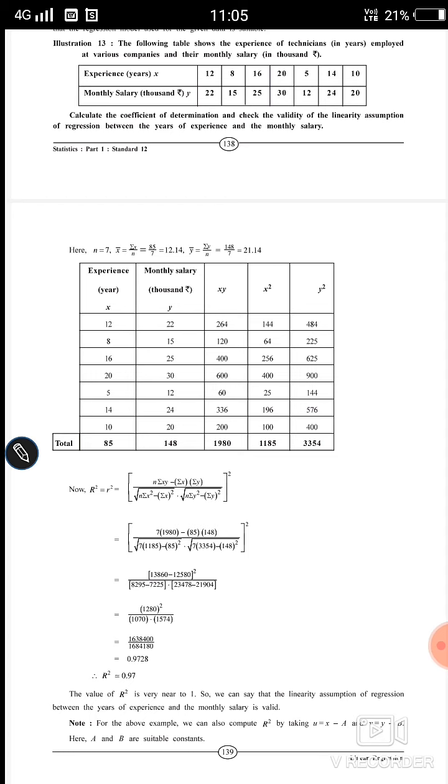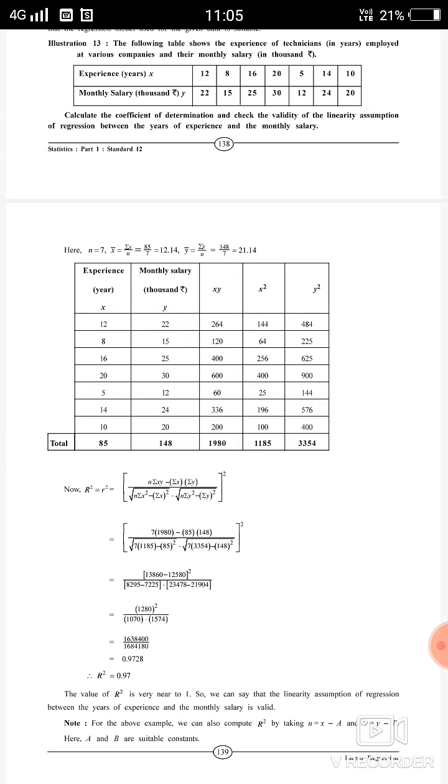मतलब हम जो r फाइंड करते हैं, राइट, वो r को अगर चेक करना है that whether we get perfect answer or not, we can check it by the coefficient of determination. Now coefficient of determination is denoted by capital R square, right? Capital R square, that is the symbol of the coefficient of determination.